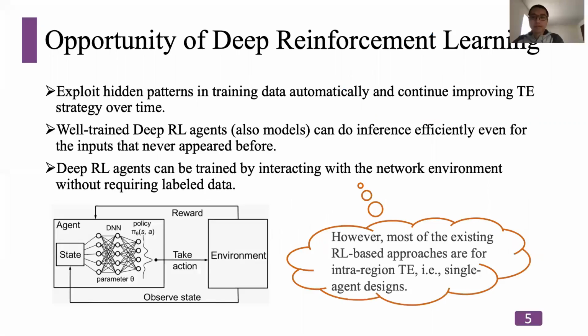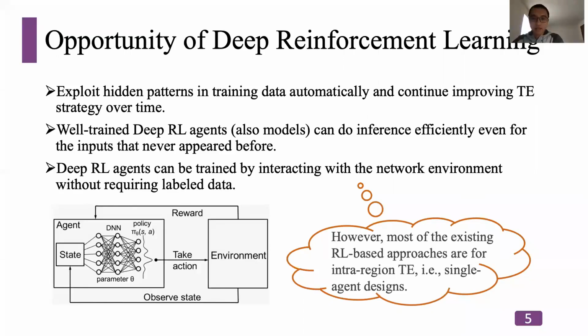In this paper, we use deep reinforcement learning for distributed TE in multi-region networks. DeepRL is a kind of promising machine learning technique and has the potential of dealing with complex control problems. It can exploit hidden patterns in training data automatically. After training, DeepRL agents can output decisions quickly for given input. Faster inference makes it possible to adapt to traffic dynamics.